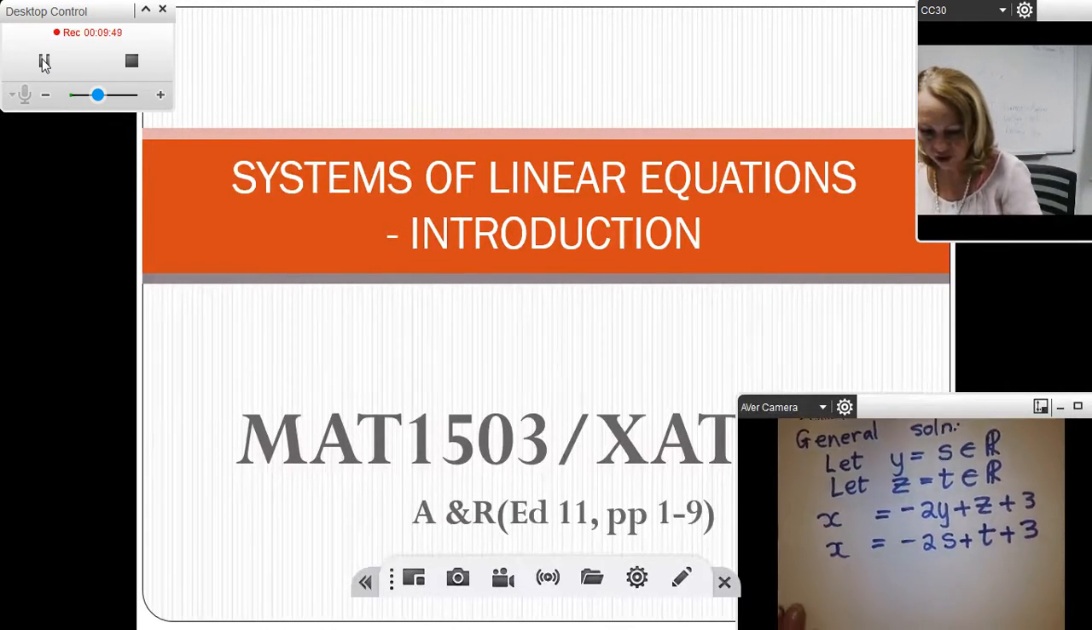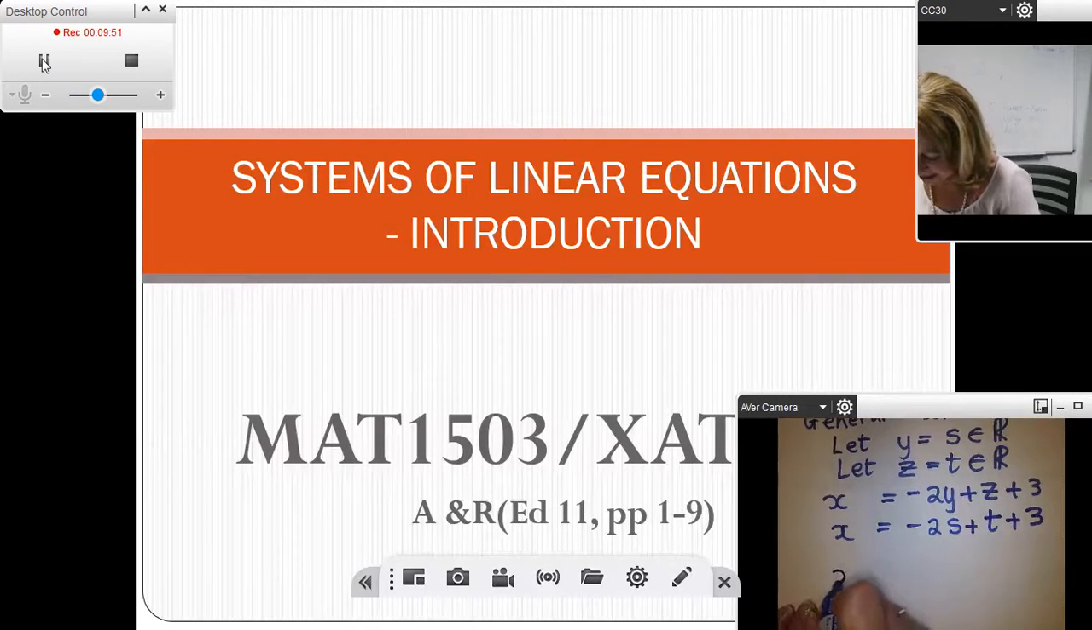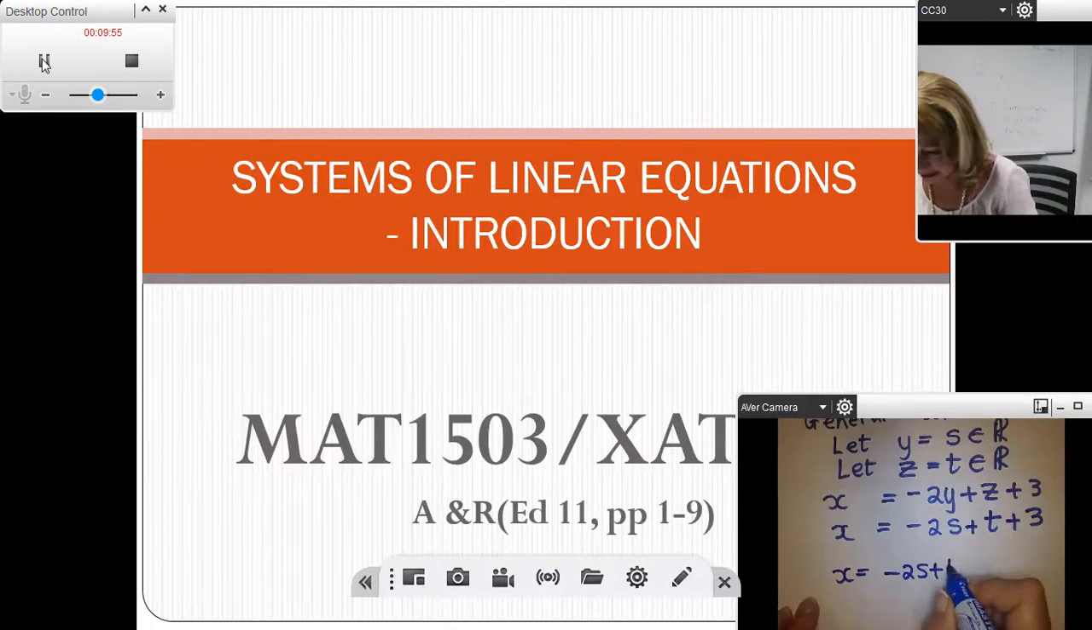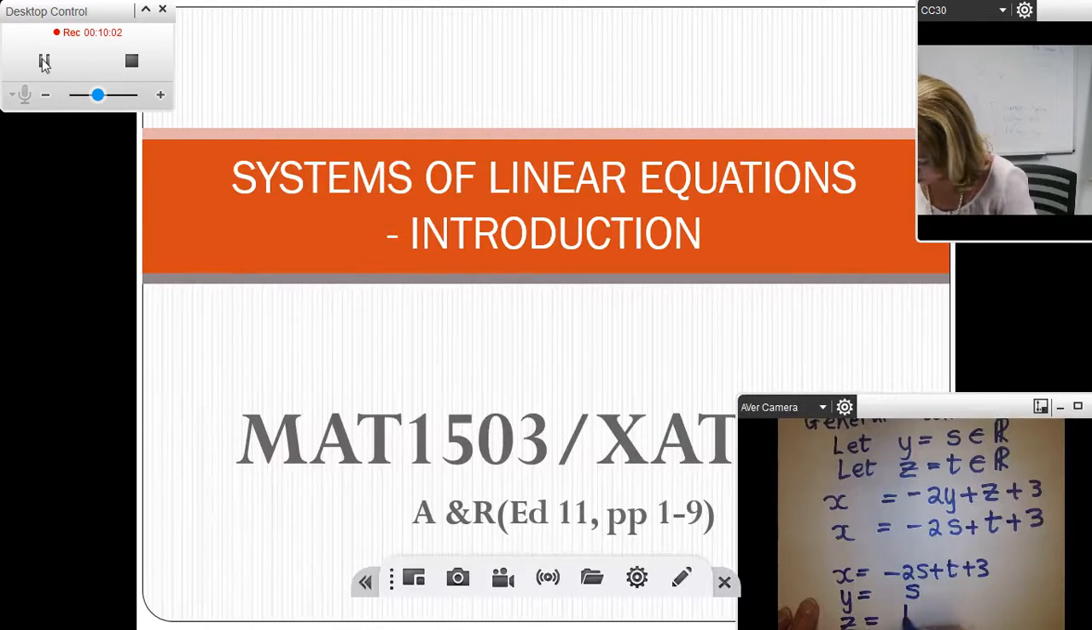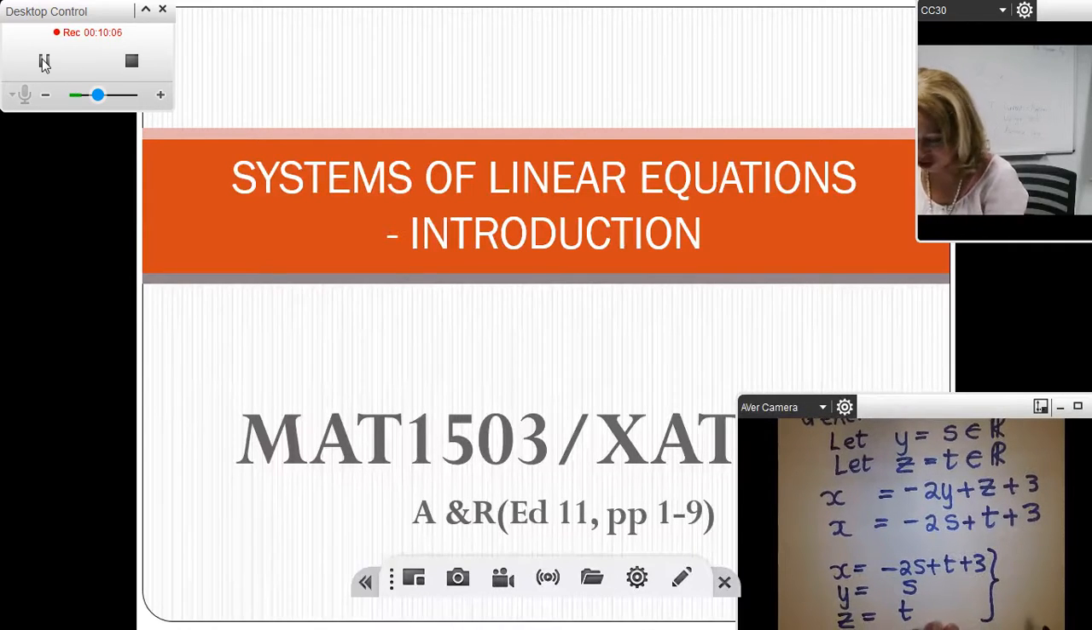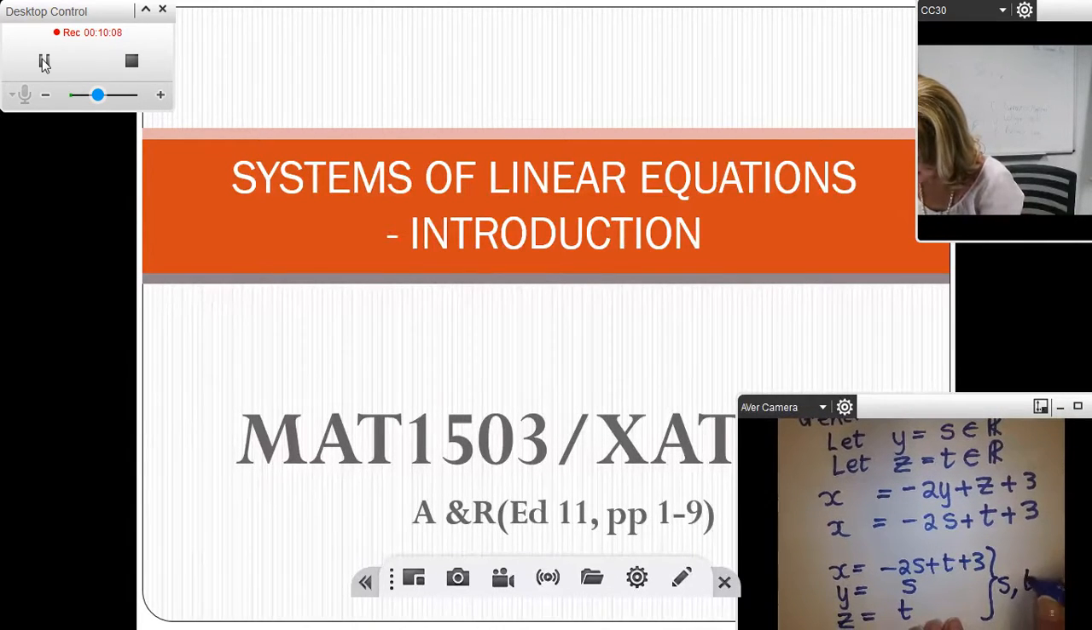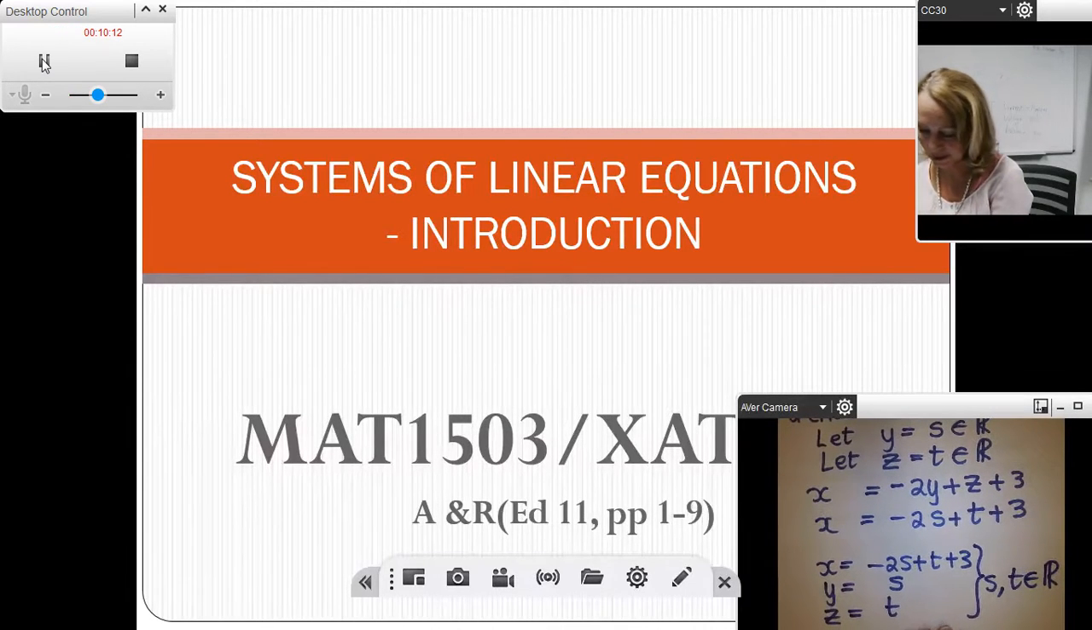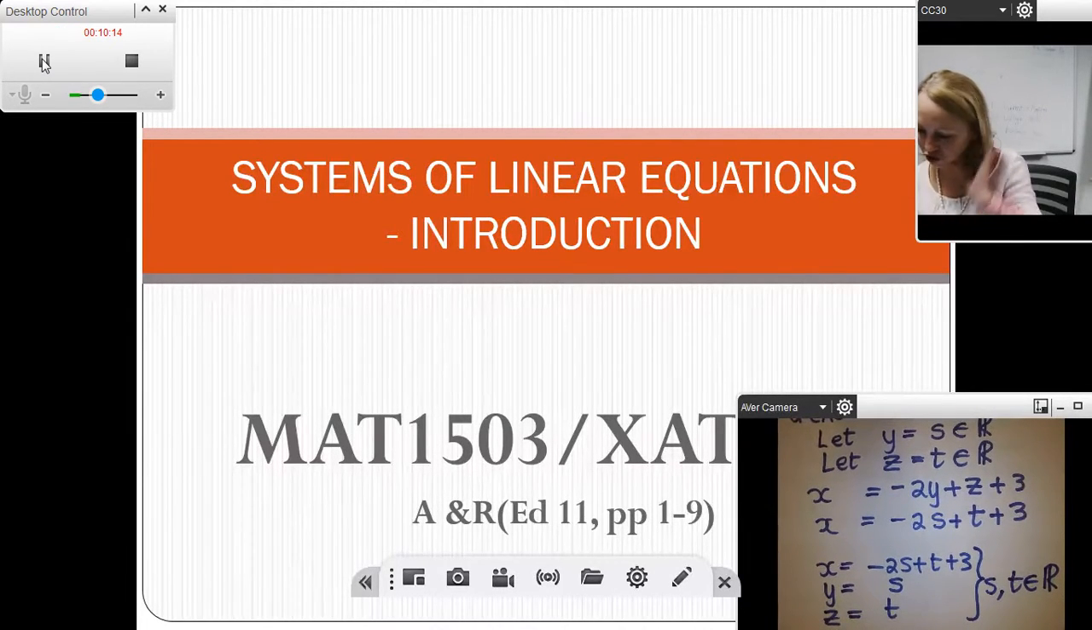The general solution can now be written as x is equal to minus 2s plus t plus 3, y is equal to s, and z is equal to t. And this is now referred to as the general solution where s and t are your parameters. Okay, so that is how you set out the general solution to an equation.